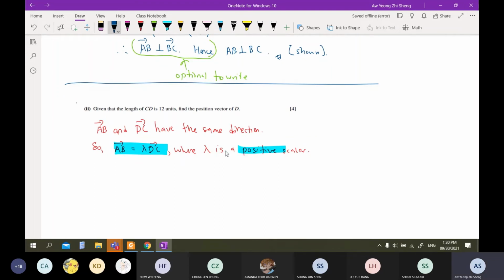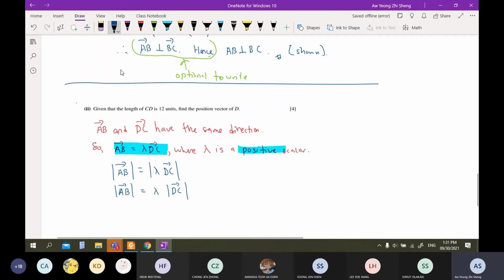But now I consider lengths on both sides, which means I apply modulus to both sides. Modulus here refers to length. Now, we know that modulus can be distributed over the lambda and over the DC. But because lambda is a positive number, the modulus is redundant. Modulus of a positive number is just positive, so you can actually remove modulus from lambda, because lambda is positive.